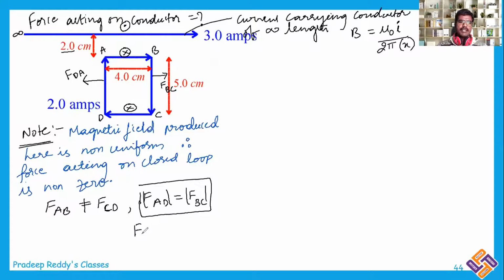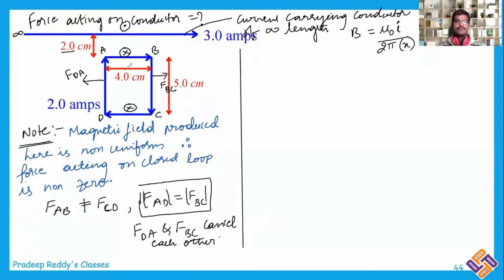Therefore, FDA and FBC, it's not B, it is D. FDA and FBC cancel each other. Now, what is left over? There are only two forces acting upon this square loop. What are they? FAB. What is FAB? F is equal to BIL sine 90, and sine 90 is 1.